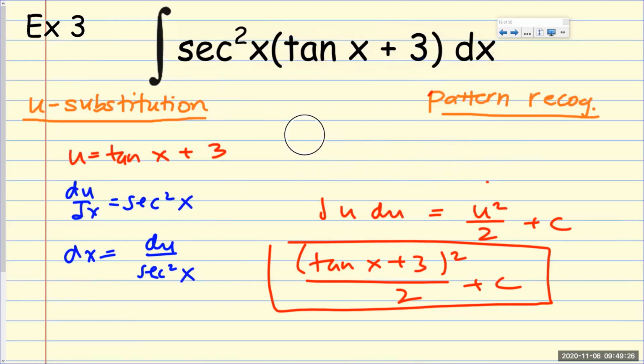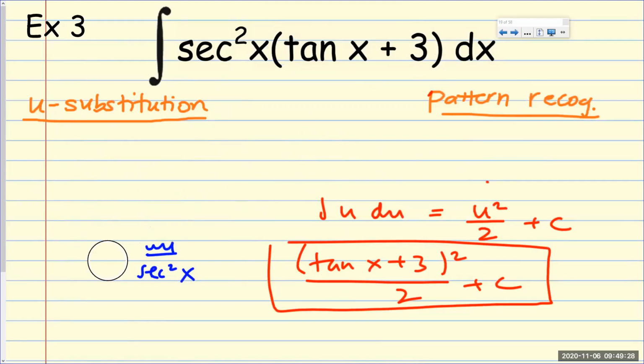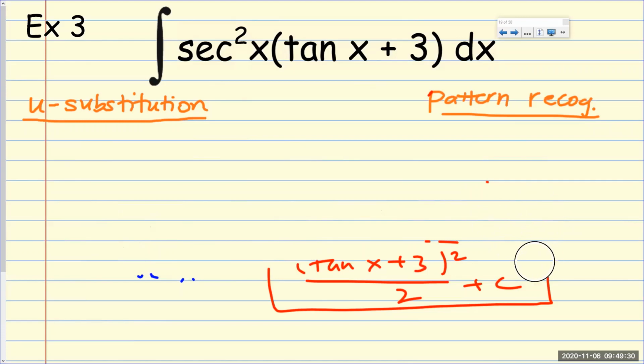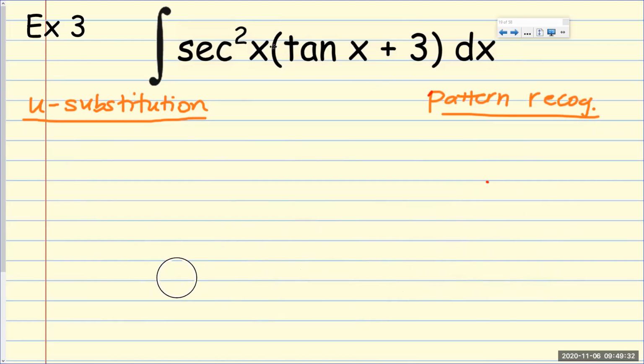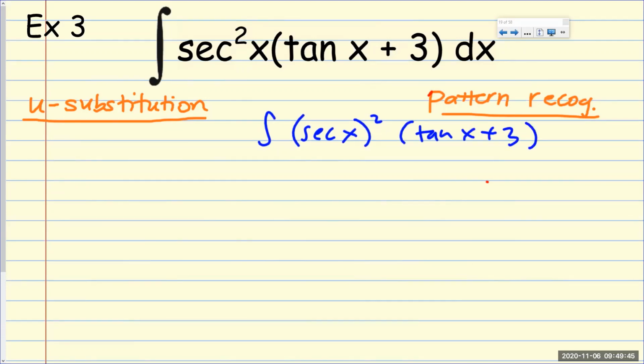Okay, so let's do another one. This problem here. So sometimes there's multiple possibilities for your U. So let me just rewrite this to make sure you understand what I'm saying. Because this secant x is really secant squared x, right? Secant x squared times tangent x plus 3 dx. Okay, there are actually several possibilities for your u. I can think of it. Your u could be secant x, right? Your u could be tangent x plus 3.